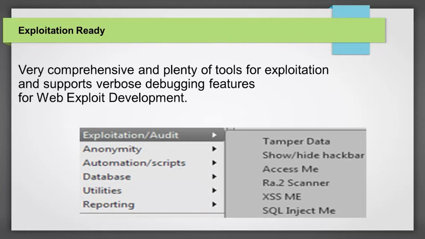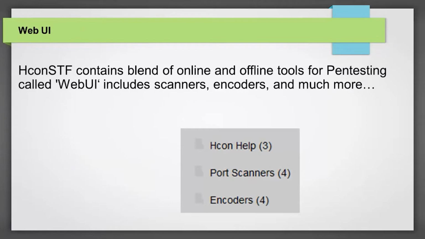So exploitation ready. It is very comprehensive, and it has plenty of tools for exploitation, and it also supports verbose debugging features for web exploit development. Then the web UI: Hcon STF contains a blend of online and offline tools for penetration testing, and this is called the web UI, which includes most of these scanners, encoders, and various other tools.